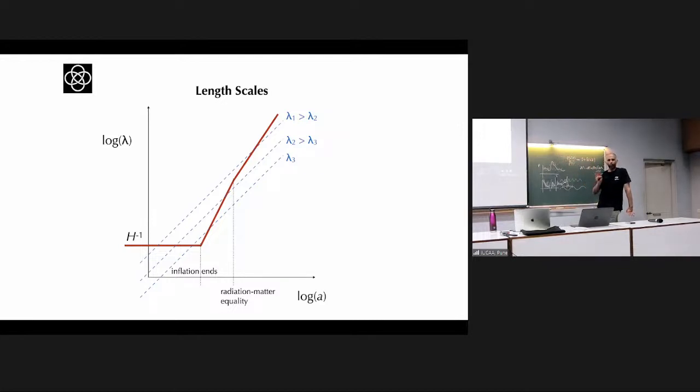If you go back to your lectures, we know how the Hubble radius evolves in different epochs during the history of the universe. If I have matter and radiation in the universe, matter density behaves like 1 over a cubed, while radiation density behaves like 1 over a to the 4. So matter density dilutes slower than radiation density.